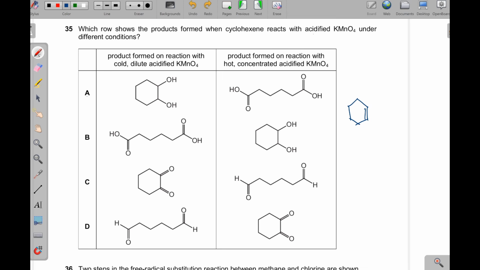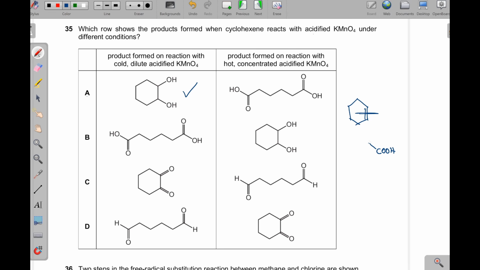So for whatever is here, we have to look for a diol. Here there is a diol, but here there is no diol, no diol, no diol. So that means our answer actually has to be A. But let's go to this one here, hot, concentrated, acidified potassium permanganate. So this bond here is broken completely, and then oxidation takes place here and then here. So what are we going to have? What is going to happen is that we shall get here the carbon oxidized, and it will go to a carboxylic acid.